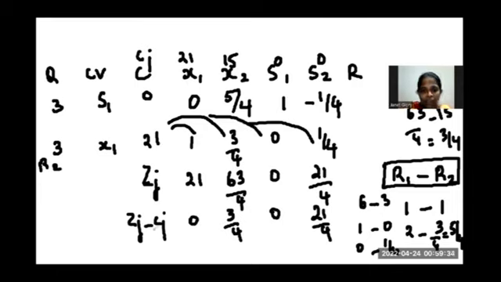So when we look into Zj minus Cj, you can see that we have only positive values and a 0 here. We don't have a negative value. So we can stop with this table 2 and then we can calculate the optimal solution. We move on to the next slide.